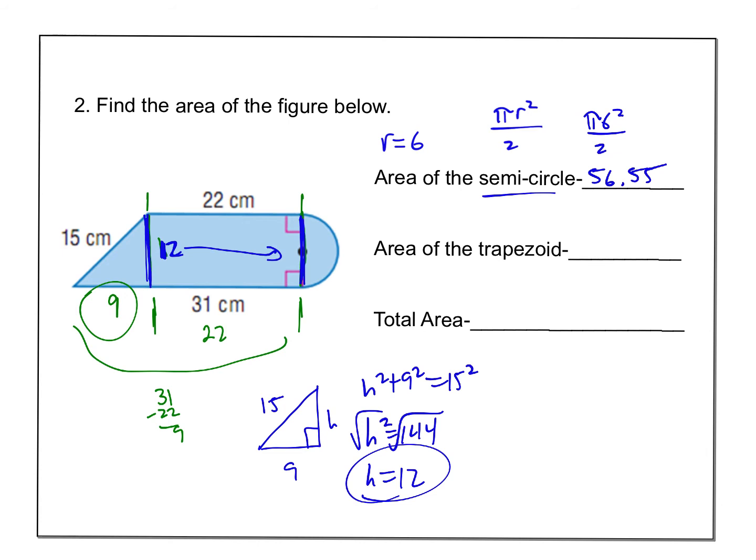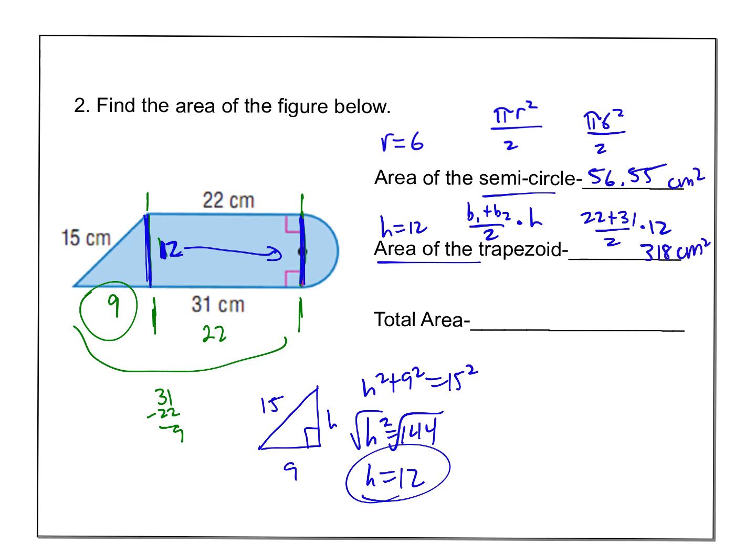Why is this handy? Well, for the trapezoid, my height is 12, and for those of you that forgot what a trapezoid is, that's the first base, top and bottom divided by 2 times my height. So that'll be 22 plus 31 divided by 2 times 12. So I'll go 22 plus 31, and I get 318 centimeters squared.